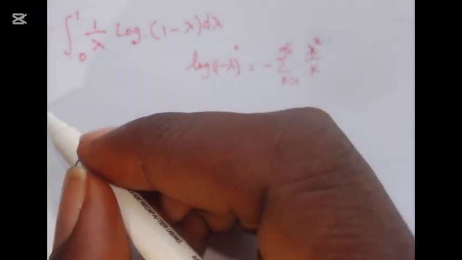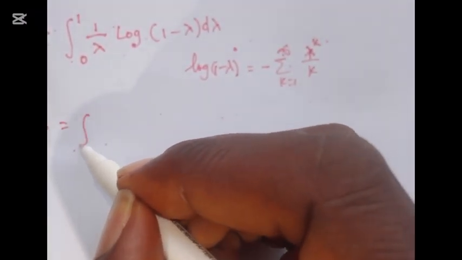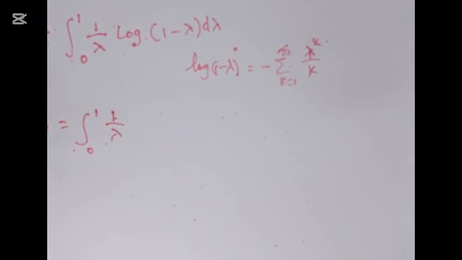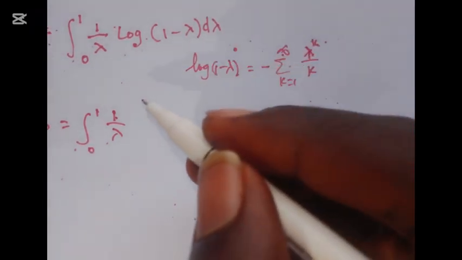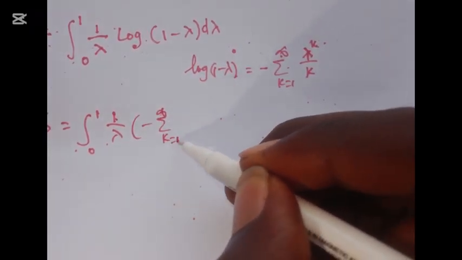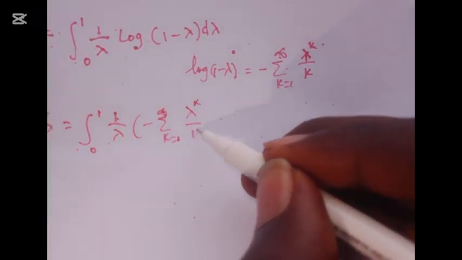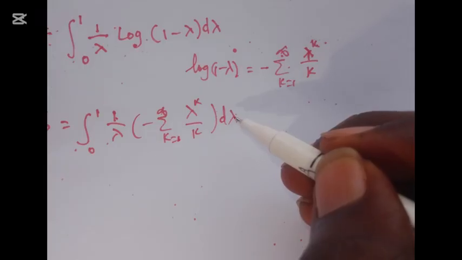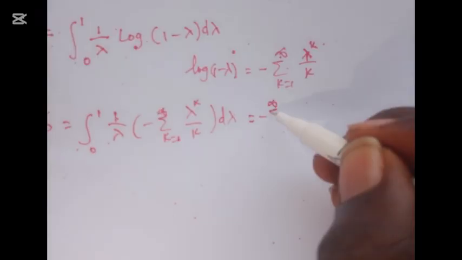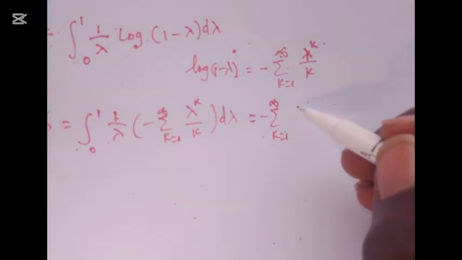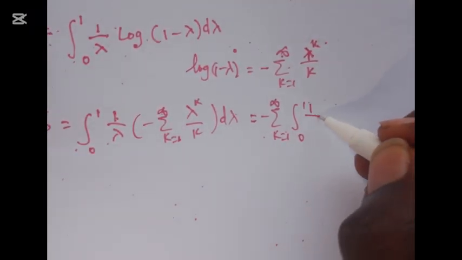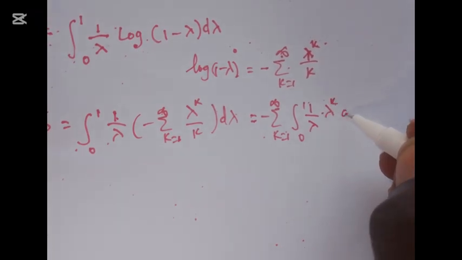So we can now write our integral as follows. B is equal to the integral from 0 to 1 of 1 over lambda, and instead of writing log(1 minus lambda), we can now write negative the sum of k from 1 to infinity of lambda raised to the power of k over k, d lambda. So we can bring out the sum. This will be equal to negative the sum of k from 1 to infinity of the integral from 0 to 1 of 1 over lambda, multiplied by lambda raised to the power of k, d lambda.